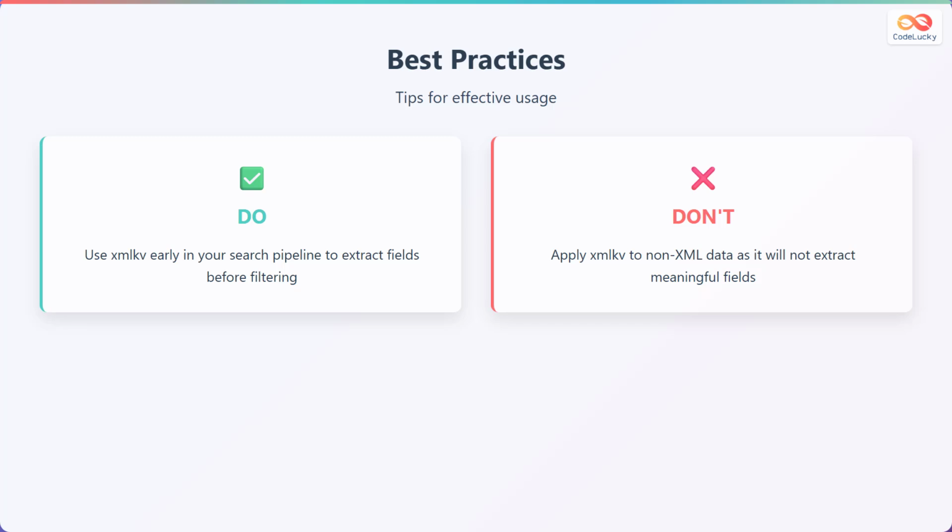Following best practices ensures optimal performance and results with XMLkv. The key recommendation is to use XMLkv early in your search pipeline, immediately after selecting your data source. This allows you to extract fields before applying any filters or transformations, making subsequent operations more efficient. On the flip side, avoid applying XMLkv to non-XML data sources, as it will not extract meaningful fields and may cause processing overhead. Always verify that your data source contains properly formatted XML before using this command. These practices will help you get the most value from XMLkv while maintaining good search performance.